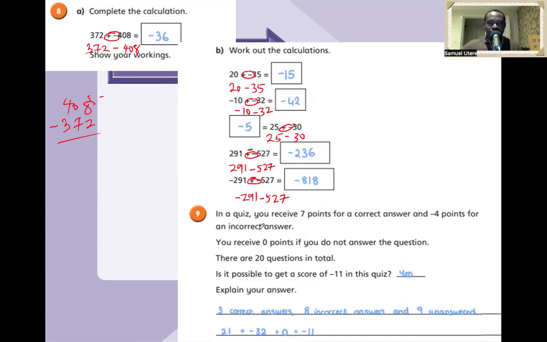Next, you were asked: in a quiz, you receive 7 points for a correct answer, negative 4 points for an incorrect answer. You receive 0 points if you do not answer the question. There are 20 questions in total. Is it possible to get a score of negative 11? The answer is yes, and that's the answer there. You can have different combinations.